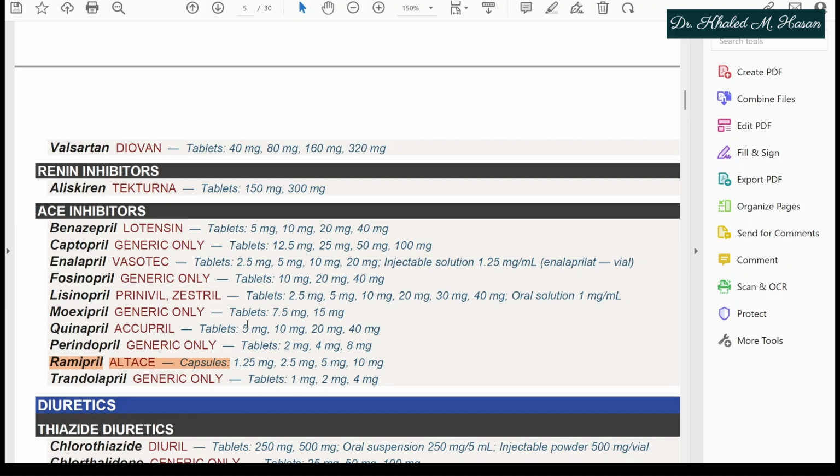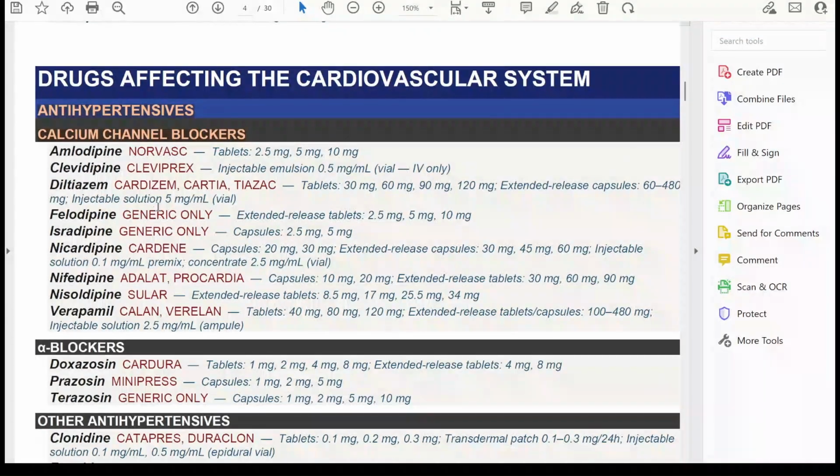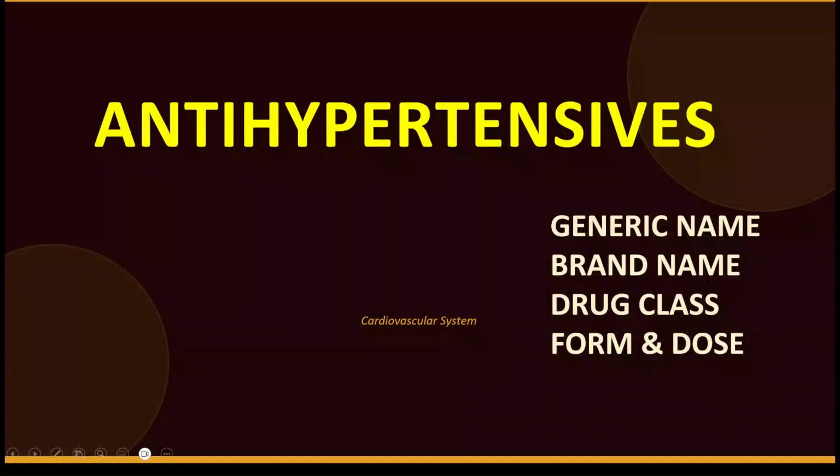So with that, we finished the most popular medications used for treatment of hypertension. I'll scroll up a little bit to show you what we have, the medications used for hypertension here. Okay, this will conclude this section about antihypertensive drugs, which focused on generic name, brand name, category, pharmaceutical form, and dosage.